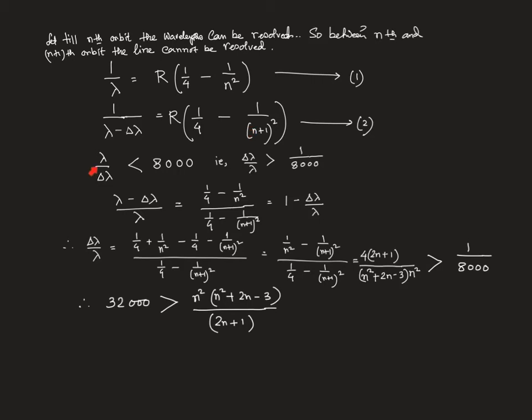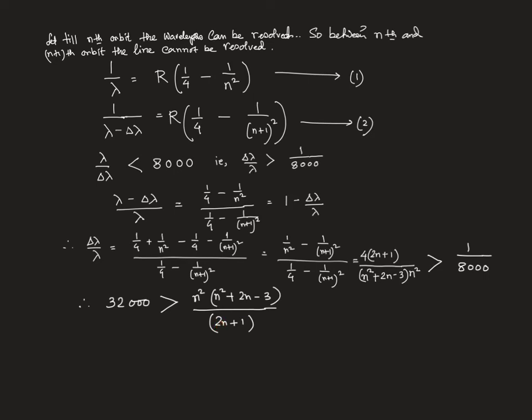Now see, lambda by delta lambda should be less than 8000. So delta lambda by lambda should be greater than 1 upon 8000. So these equations 1 and 2, I have divided equation 1 by equation 2. Here we get lambda minus delta lambda divided by lambda as this. From there you find delta lambda by lambda. So you get such an expression: 32,000 greater than n square into the bracket n square plus 2n minus 3 by 2n minus 1.